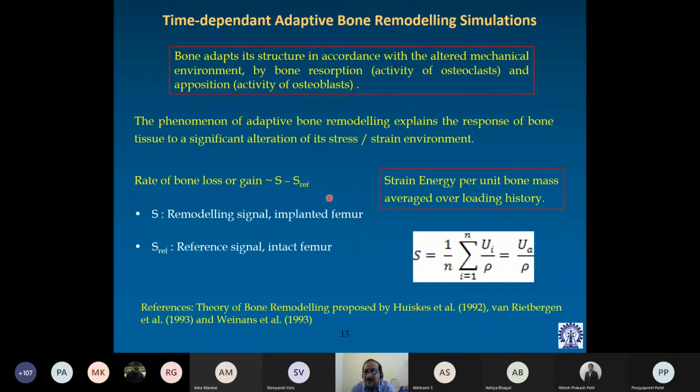This is basically known as the mechanical stimulus in other terms. Alternatively, it is also known as the mechanical stimulus. And this was proposed long back by the famous group of Rik Huiskes, Harrie Weinans, and Van Rietbergen. Rik Huiskes was incidentally the editor of the Journal of Biomechanics for more than 30 years.